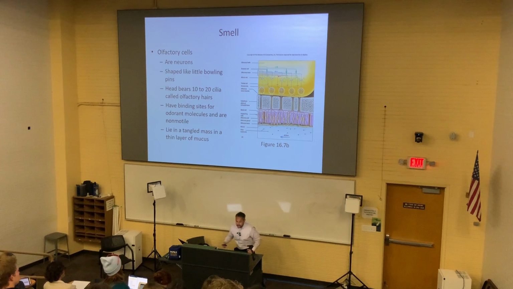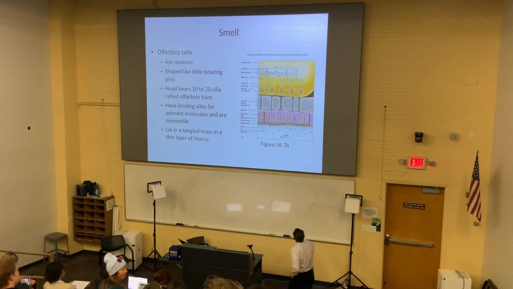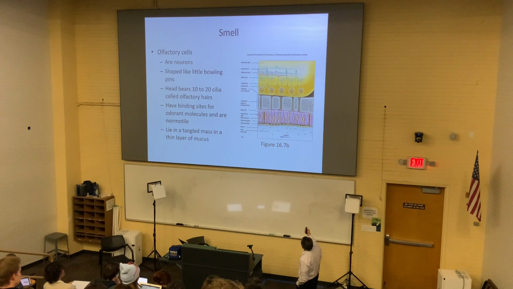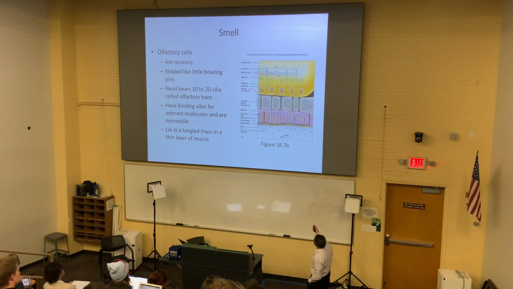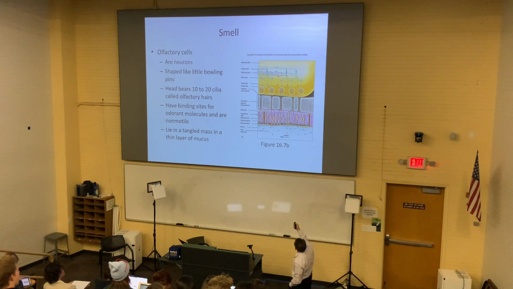So on this picture, just to lay this out, this is airflow. This right here is the cribriform plate of the ethmoid bone. You studied that in lab. There are holes that are naturally occurring because this is the pathway by which the neurons actually extend to the brain.